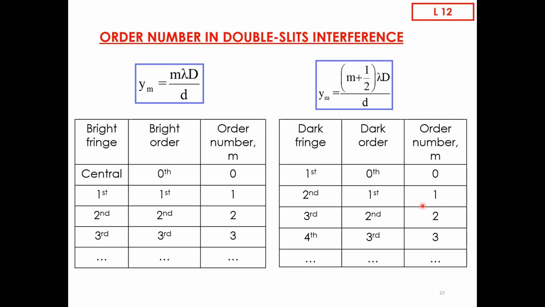Why is the second dark fringe order number m equals 1? Because for the Young double slit, we start with the central bright fringe. So for the dark fringe, we need to minus 1 to find the order number. Let's say for the fourth dark fringe, the order number is 4 minus 1, which gives 3. So in terms of dark order, it is the third dark order.